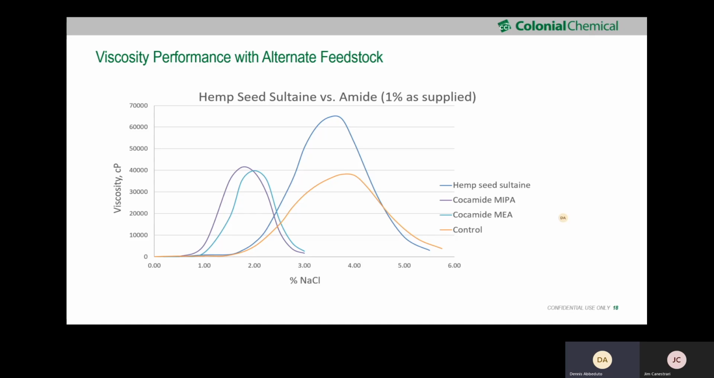And by combining, for example, a traditional betaine or sultaine with some of the hemp seed sultaine and a small amount of alkanolamide, you would be able to formulate a product with very high viscosity potential, relatively low salt usage, and then get away from some of the petrochemically derived PEG type thickeners, which are used currently in the industry to achieve this same effect of increasing the highest point of the salt curve.